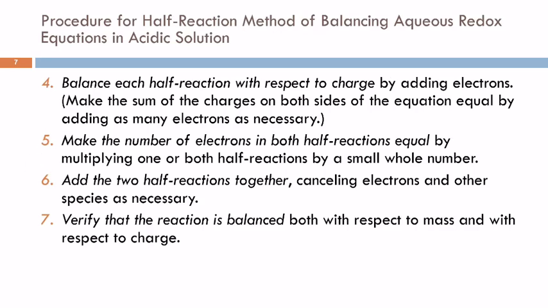Then what we need to do, we've got two balanced half reactions. We need the number of electrons in each reaction to be the same. So if one of them has 3 and the other has 2, we need to do some multiplying so that we get them equal. Then you add them together. Because you made the number of electrons equal, the electrons will cancel out, and then double check it.